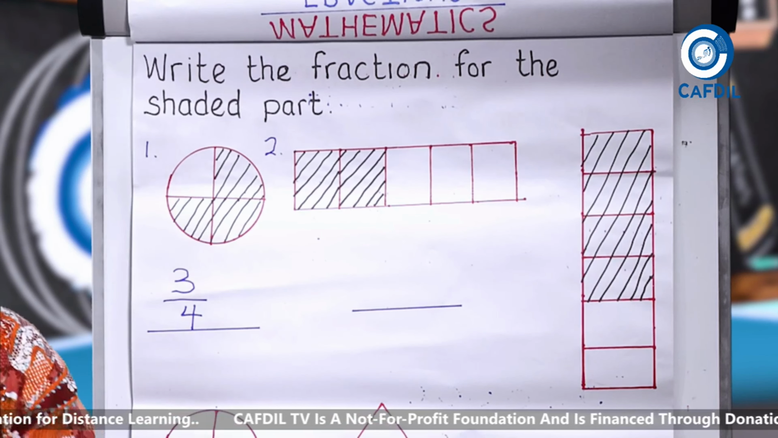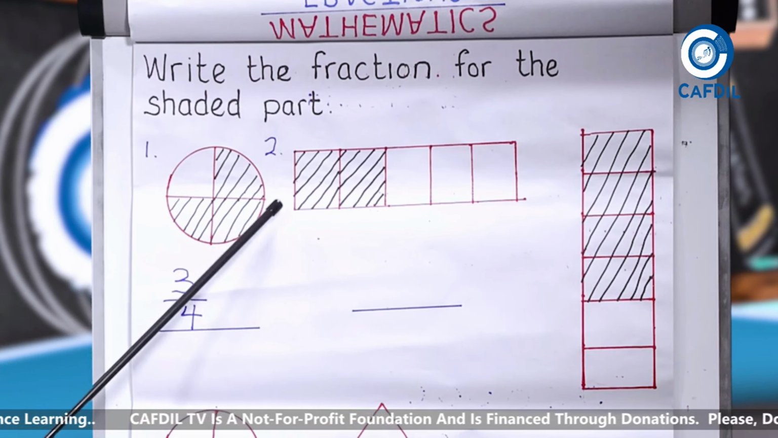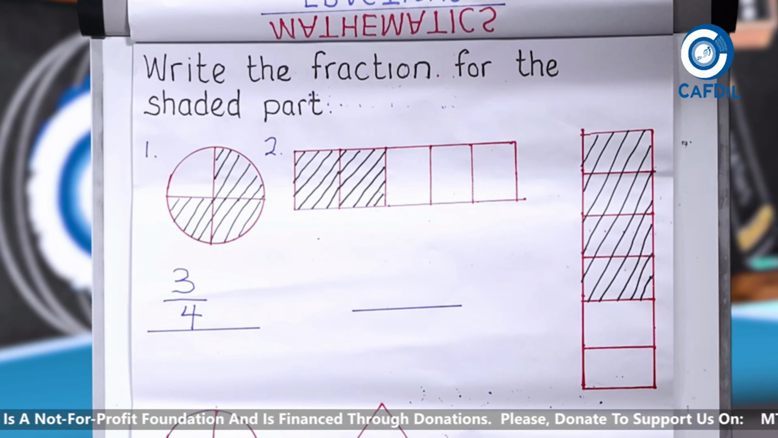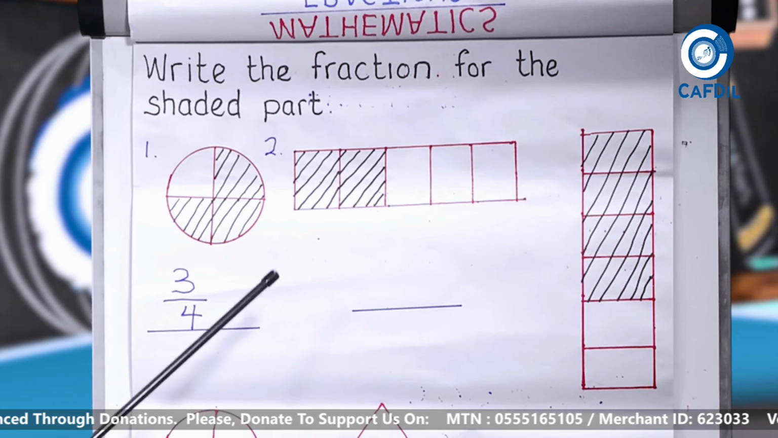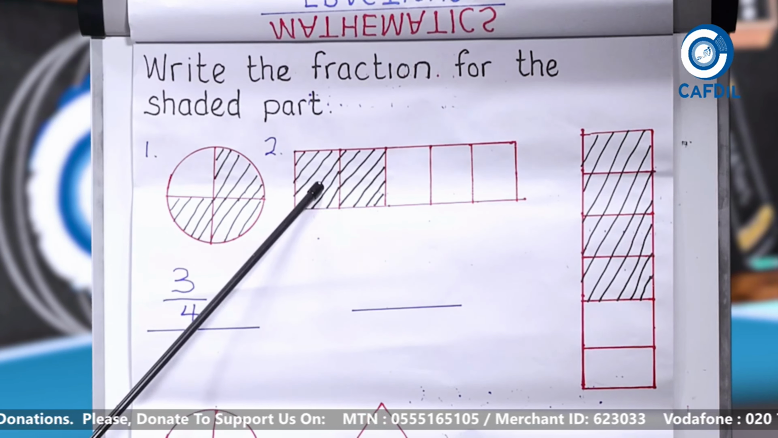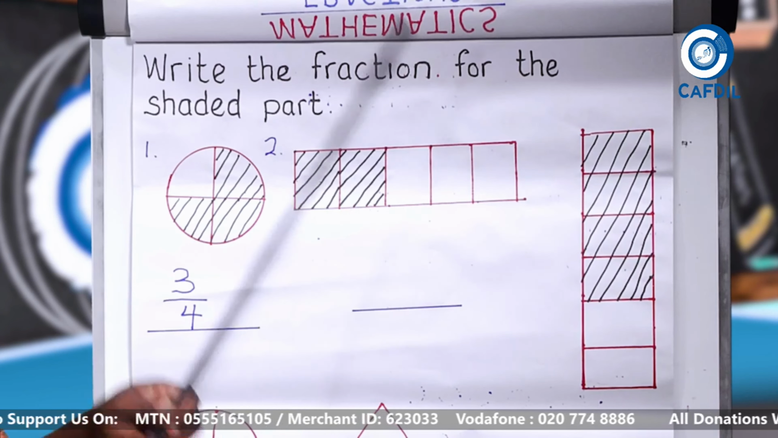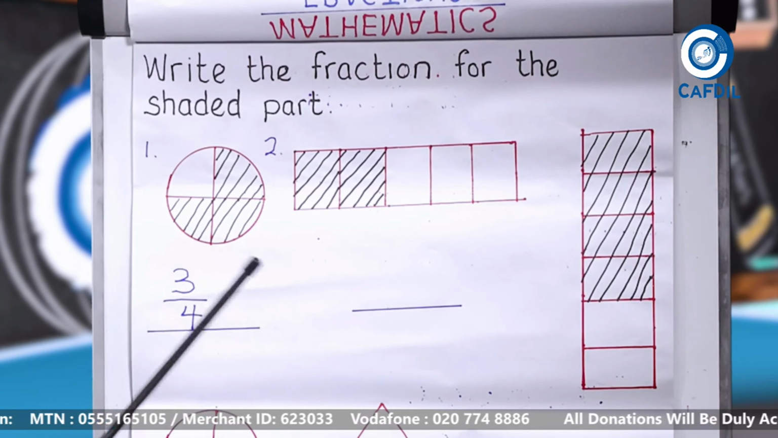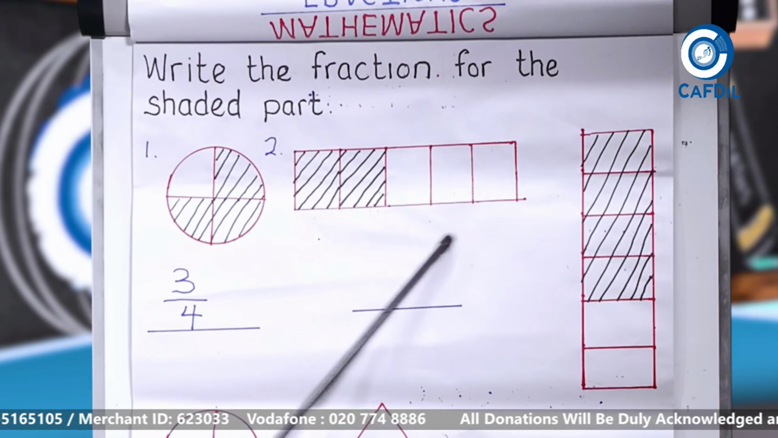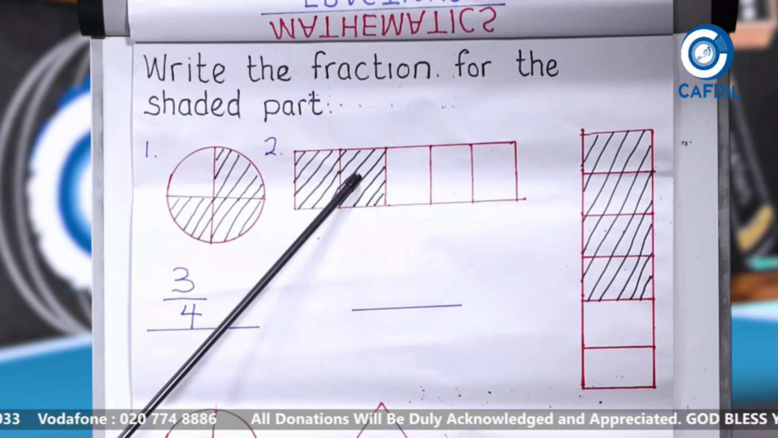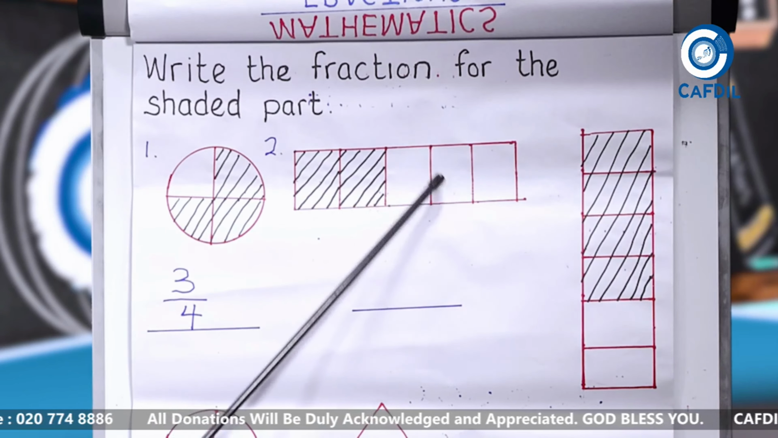Rectangle. Good. And we have this rectangle. Now we have to consider the number of parts that the rectangle has been divided into. So now let's look at it. It will be what? 1, 2, 3, 4, 5. Good. So it means that this rectangle has been divided into how many equal parts? 5 parts. 1, 2, 3, 4, 5.